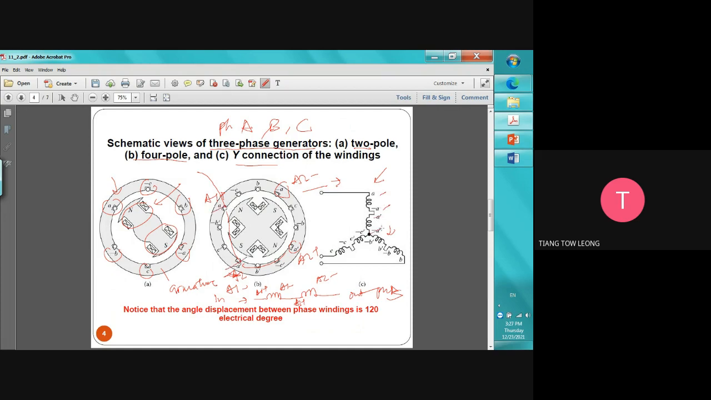So A minus, A prime, negative A prime. Same goes for phase B and phase C. So notice that the angle displacement between the phase windings is 120 electrical degrees. From here we cannot see it is 120 electrical degrees. But as a rule of thumb, we need to design phase A, phase B, and phase C with 120 electrical degrees so that it can have a balanced phase.